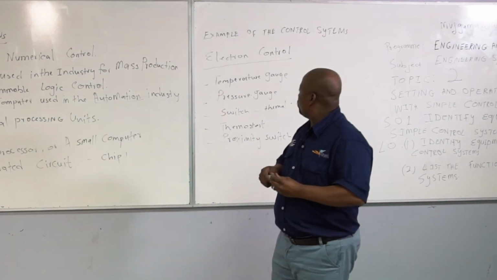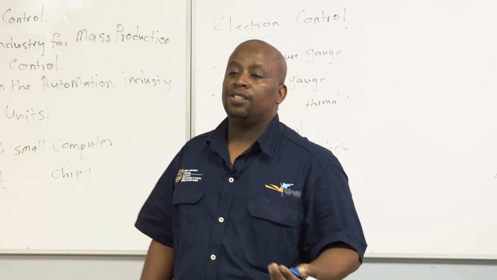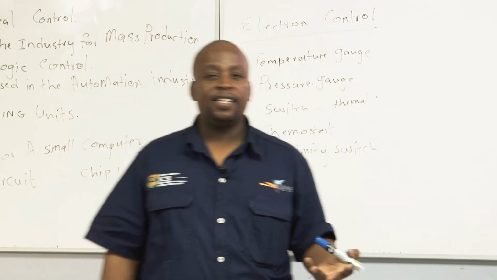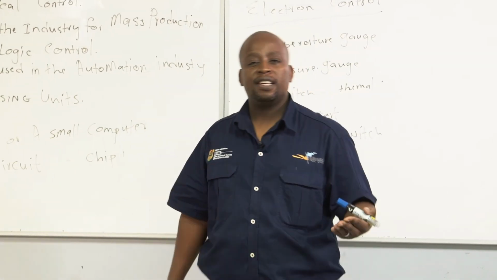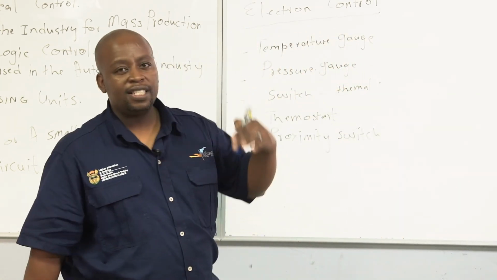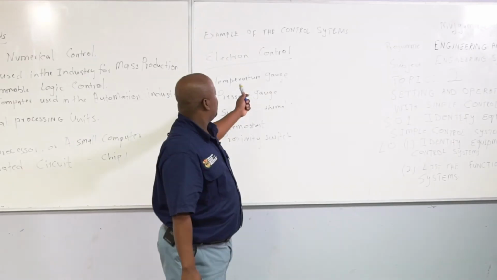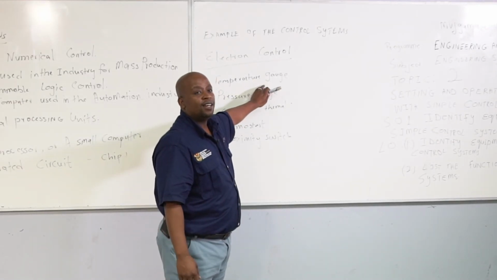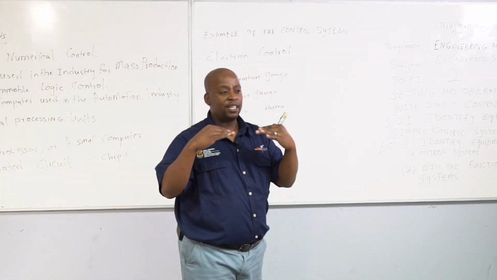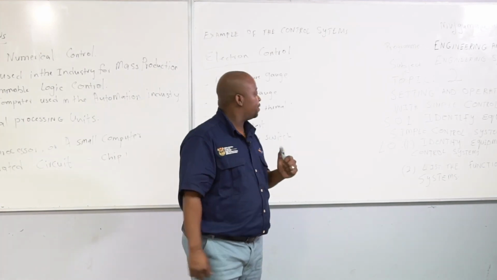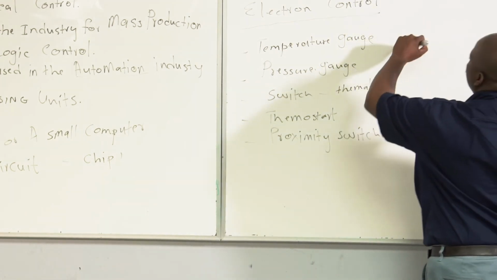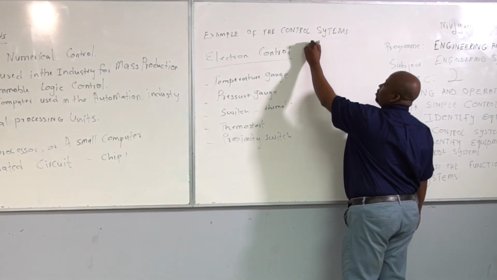If I may make an example with the temperature gauge. A motor vehicle operates at a certain temperature, right? For instance, if the temperature is exceeded, a temperature gauge which is linked to a sensor will switch on a cooling fan so that the temperature will go back to its normal or constant temperature. Let's look into another example of this control system. We have the electrical control.